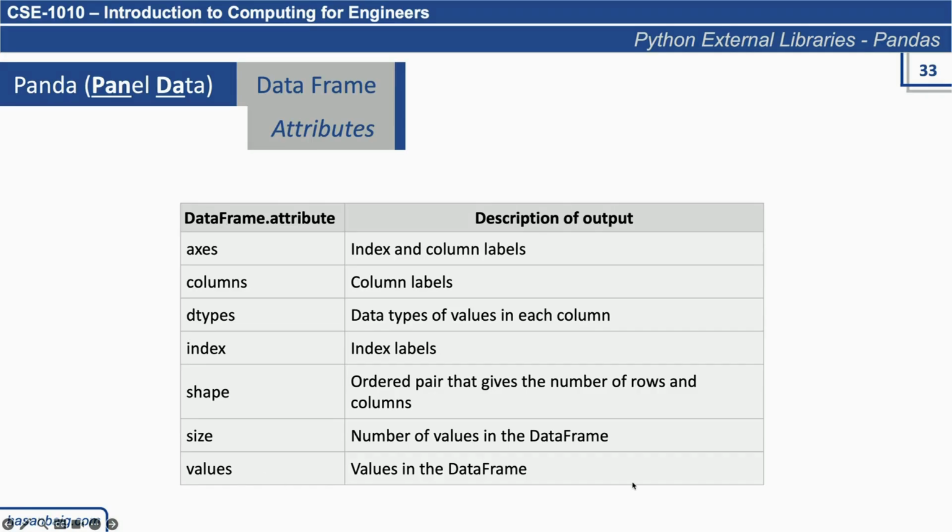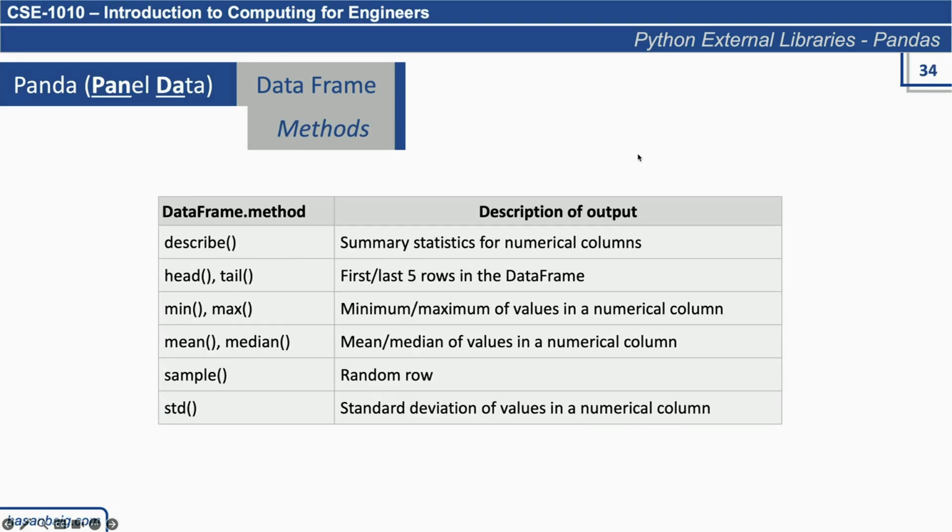Values in the data frame, size, how many values are there, number of values in the data frame, and so on and so forth. Just like attributes, we have already talked about what attributes are. They are associated with the characteristics of any class. Similarly, we can run specific functions like methods. The describe method will give you a statistical summary for numerical columns.